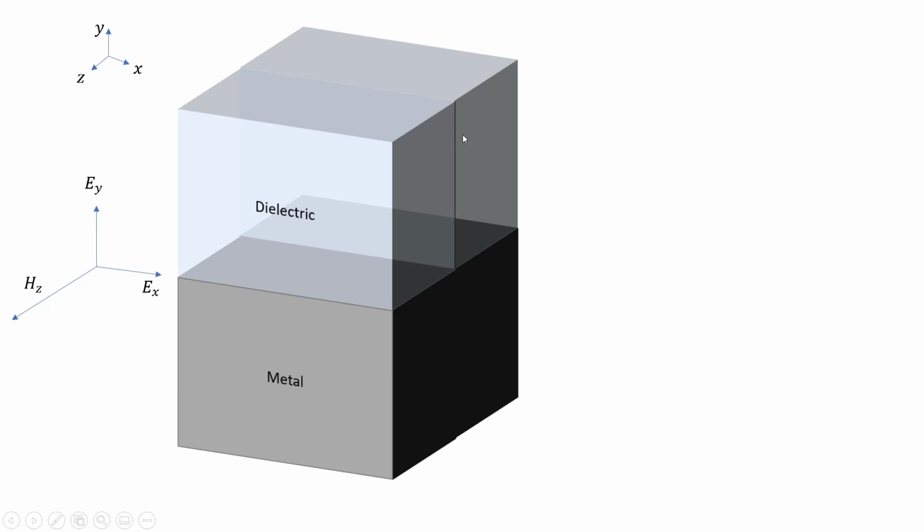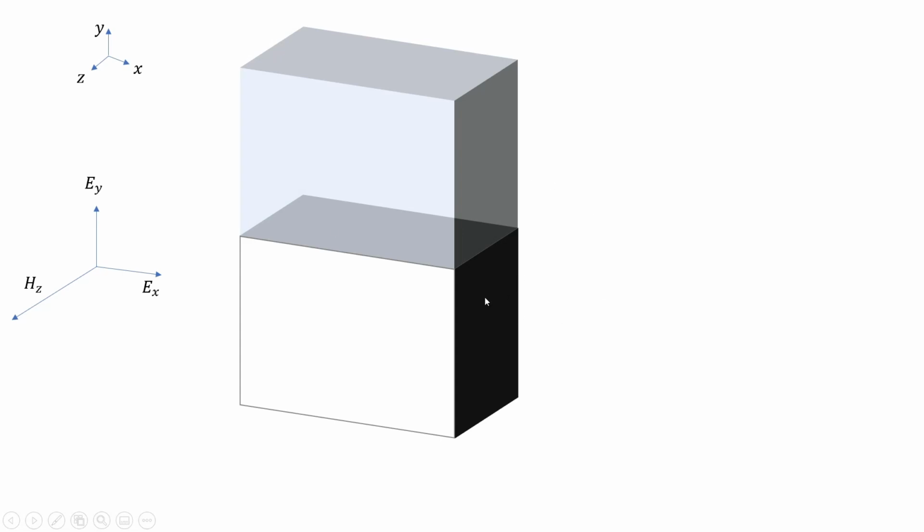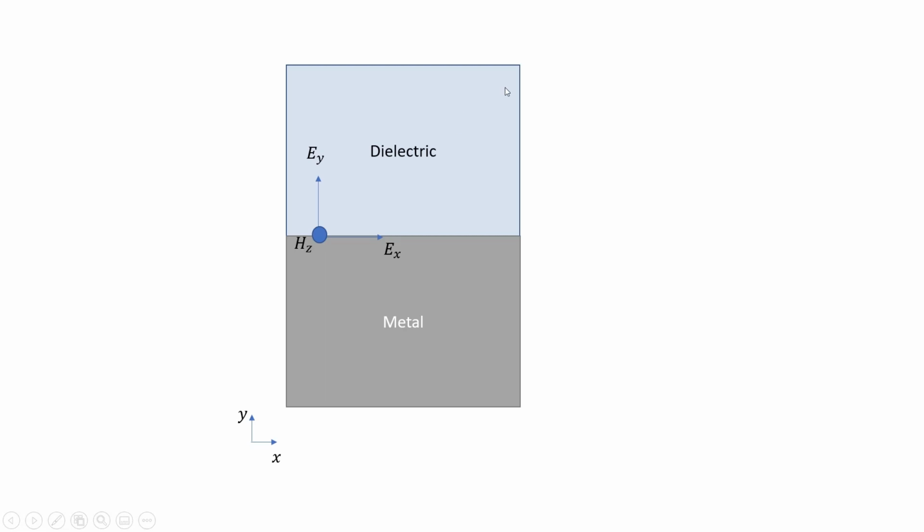If we take just a cross section from this structure and go to the 2D version like this, this is the only structure we need to simulate in COMSOL. It's basically like a rectangle with a bottom metal and a top dielectric.